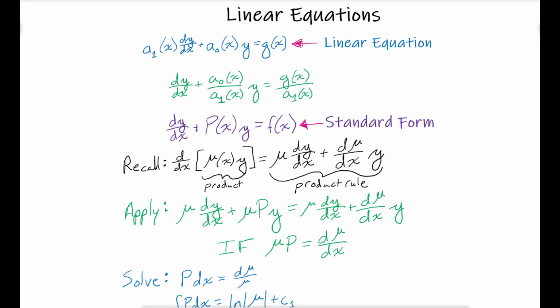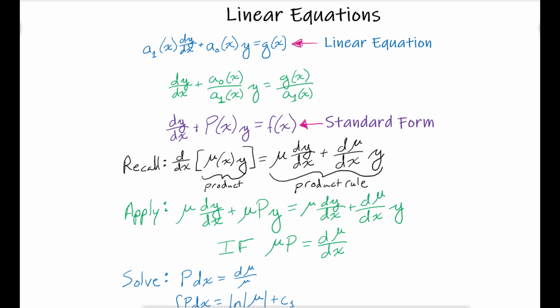Now, to make this look a little bit more like our normal form of a differential equation, we want to solve it for dy dx. So we'll take a step towards doing that by dividing all of the terms by our function a1 of x. When we divide all of our terms by a1 of x, we're left with dy dx plus a0 of x divided by a1 of x times y equals g of x divided by a1 of x.